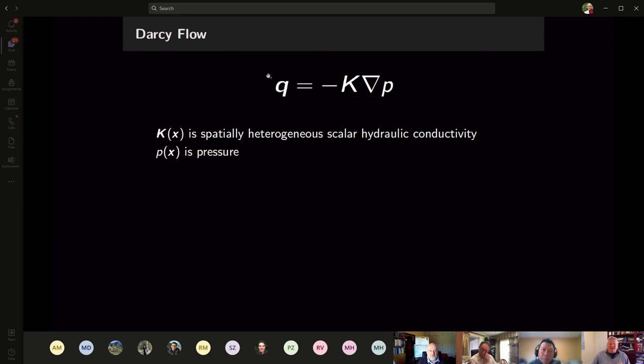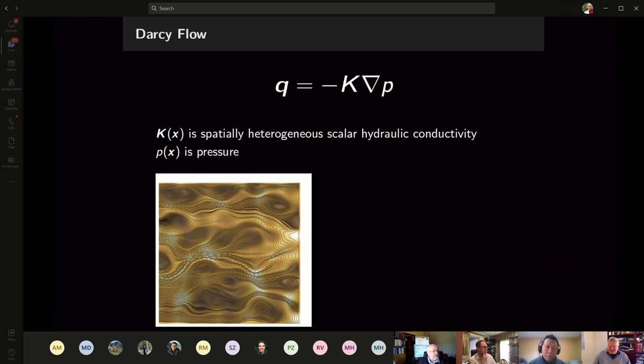So the flux of fluid is the gradient of a pressure and this spatially heterogeneous hydraulic conductivity. And that represents that you would have narrower pores or fewer pores in some place, so the conductivity gets low, or you've got lots of pores and they're very open in other places, and the conductivity gets high. And so you get more fluid flow where there's less resistance, and less fluid flow where there's more resistance. Resistance would be the inverse of the conductivity here. So this is what's called a potential flow because this gradient of the pressure is generating the flow.